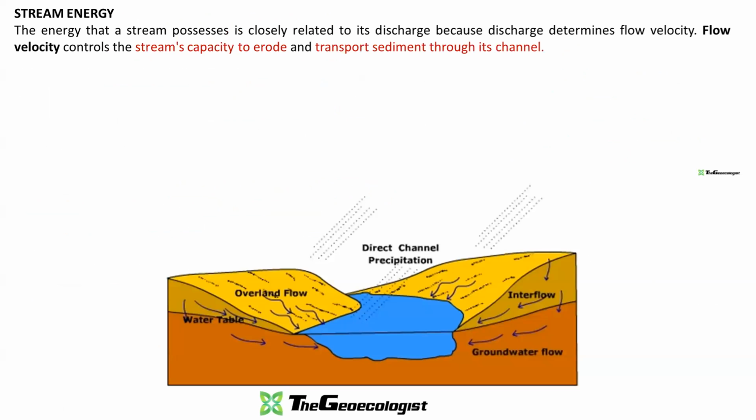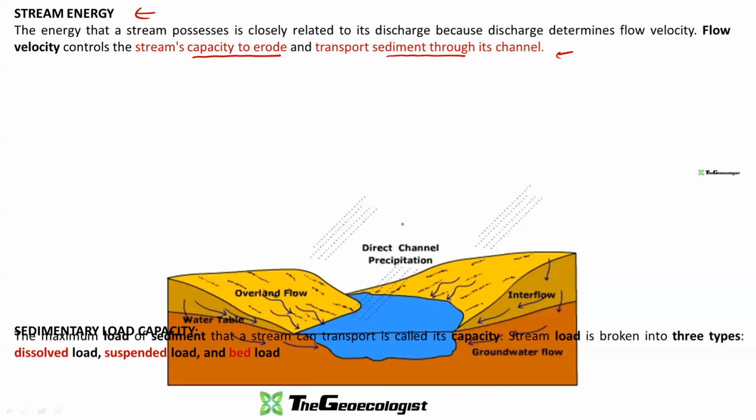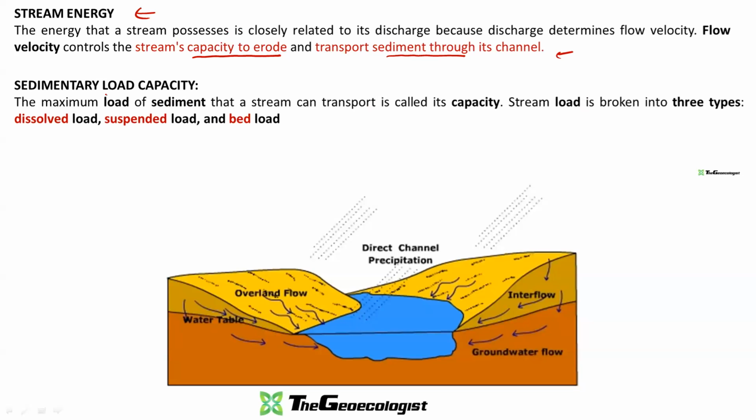Now, what is stream energy? It's the kinetic energy that we talk about with the velocity. So the stream's capacity to erode and transport sediment is regulated through the energy. If the stream is energetic, it will have more capacity to erode as well as transport the sediment. And sedimentary load capacity is exactly what? How much sediment can the stream carry through the long profile of the river.